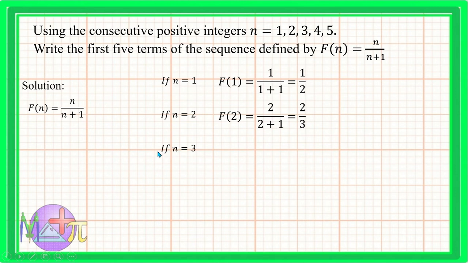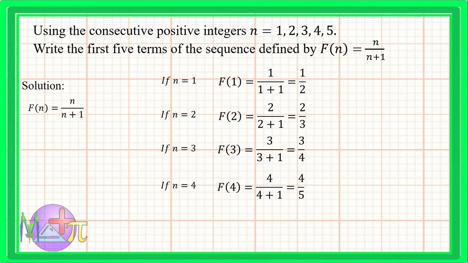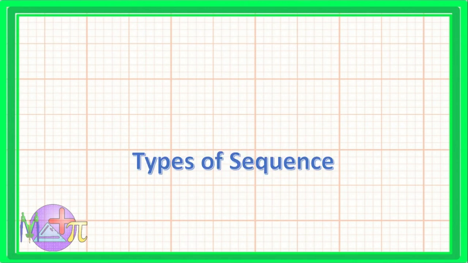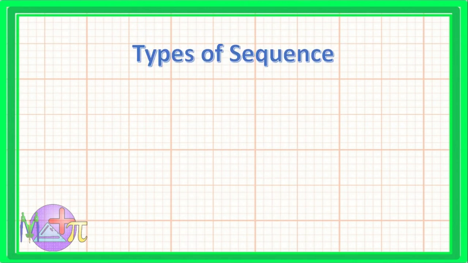And if n equals 3, ganun pa rin. f(3) equals 3 all over 3 plus 1 equals 3/4. And if n equals 4, substitution lang po yan, class. If n equals 5, f(5) equals 5 all over 5 plus 1, and that's equivalent to 5 over 6.